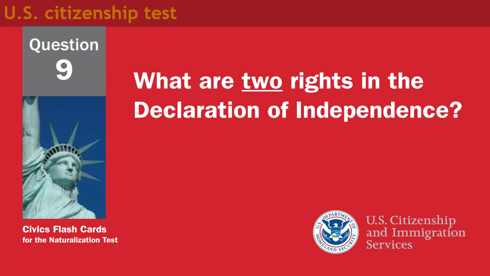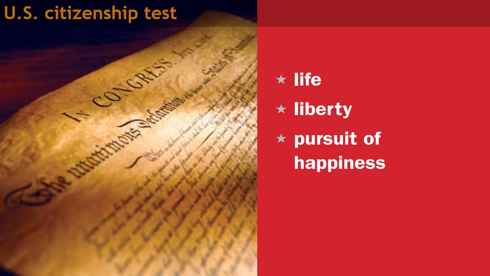Question 9. What are two rights in the Declaration of Independence? Answer: life, liberty, pursuit of happiness. Explain. The Declaration of Independence lists three rights that the Founding Fathers considered to be natural and unalienable. They are the right to life, liberty, and the pursuit of happiness. These ideas about freedom and individual rights were the basis for declaring America's independence.